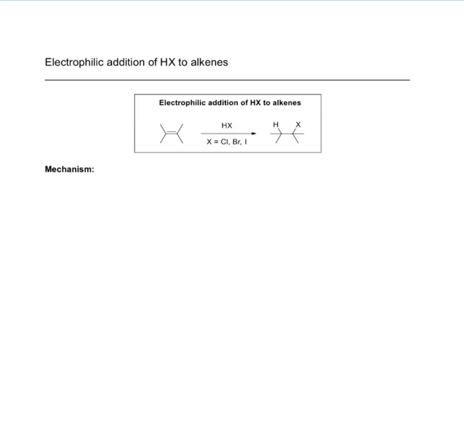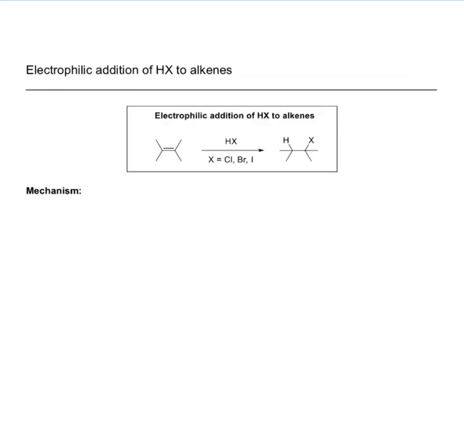So let's focus on what's in the box. We're going to treat this alkene with a hydrogen halide, HX. So that could be HCl, HBr, or HI. The result will be an alkyl halide, as we saw on the previous page.